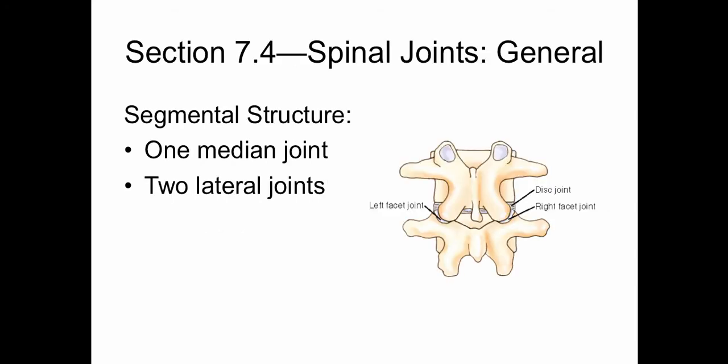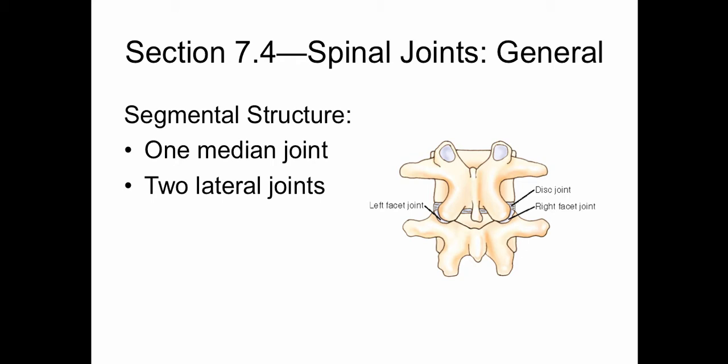Spinal joints are joints that involve two adjacent spinal vertebrae. A spinal joint is named by naming the levels of the two vertebrae involved in the joint. For example, the joint between the third and fourth cervical vertebrae, C3 and C4, is called C3-4 joint. Each spinal joint is one segment of the many spinal joints in the spine. Each individual joint is referred to as a segmental level of the spine.